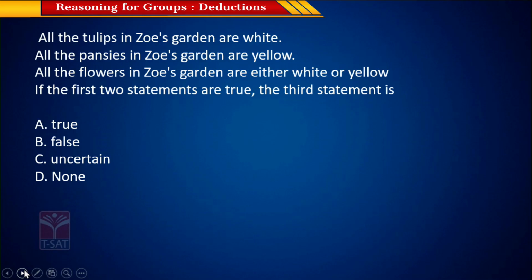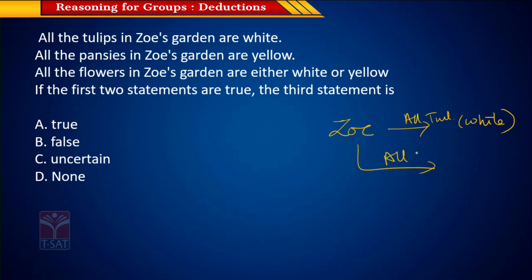All tulips in Zoe's garden are white. All the pansies in Zoe's garden are yellow. All the flowers in Zoe's garden are either white or yellow. So the first two statements are true; comment about the third statement. Zoe has a garden. In Zoe's garden you have tulips, and all of the tulips are white. And in Zoe's garden there are also pansies, and all pansies are yellow.